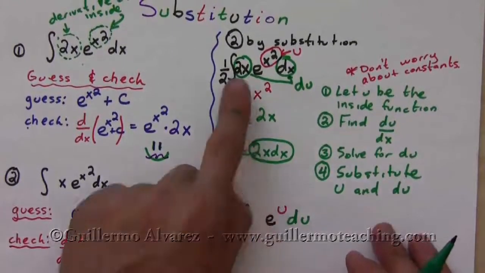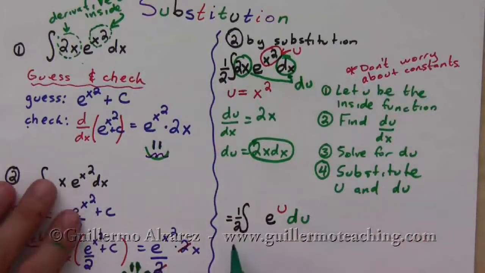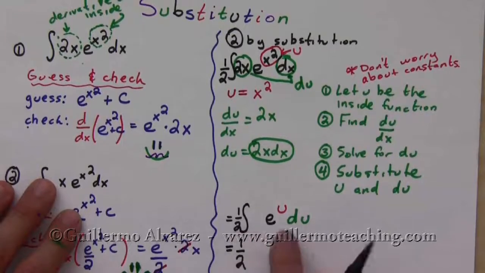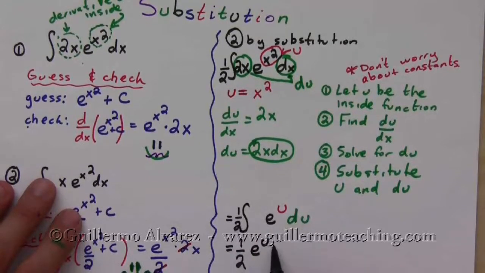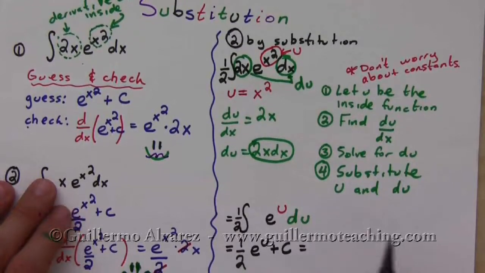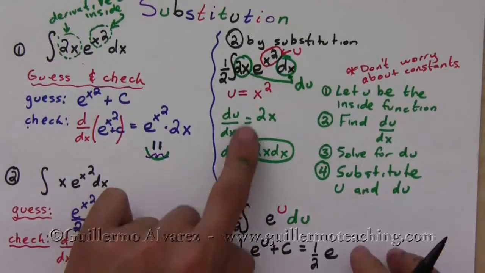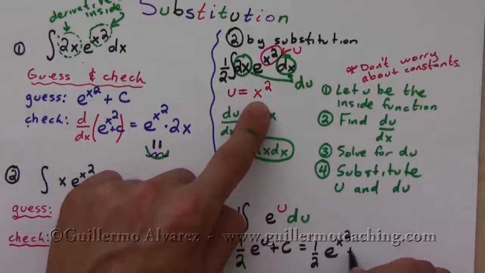My goal is to change every x into u and make sure I have du in here. And once I do that, then I can find the antiderivative of this, which I actually know. Remember, 1/2 is just a constant, so I don't worry about it. But the antiderivative of e to the u is e to the u plus some constant. And then I can go back to what u equals. Well, up here I have it, u equals x squared plus c.